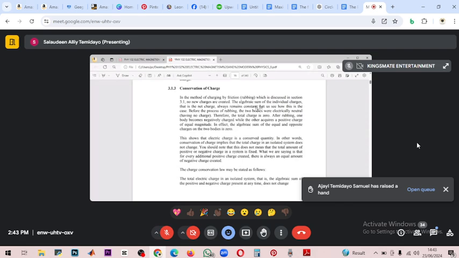Before the process of rubbing, that is, before transfer of electric charge, the two bodies were electrically neutral. They were having no charge. Having no charge doesn't mean they don't have any charge in them. That means the charge in them counterbalances each other. We have protons in them, we have electrons in them. They both counterbalance. No one is deficient, no one is in excess. So that's why we say they're having no charge that is dominant. Therefore, the total charge is 0.